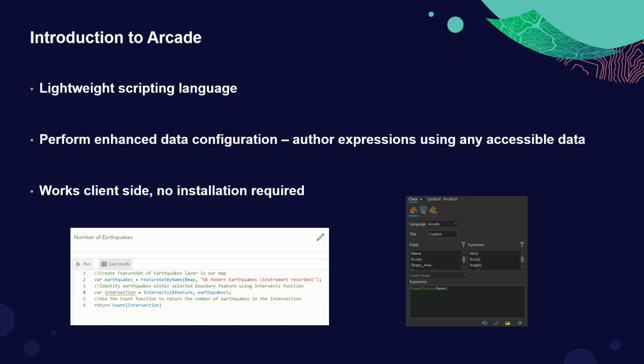What is Arcade? Arcade is a lightweight scripting language available across the ArcGIS system that allows you to perform enhanced data configuration, helping you to make your maps and apps as effective as possible. You can author expressions using any accessible data. So this could be data from your own organization, third-party organizations, or the Living Atlas. Expressions are performed client-side, so perform well, and Arcade is pre-packaged with the software, so no additional installation is required.